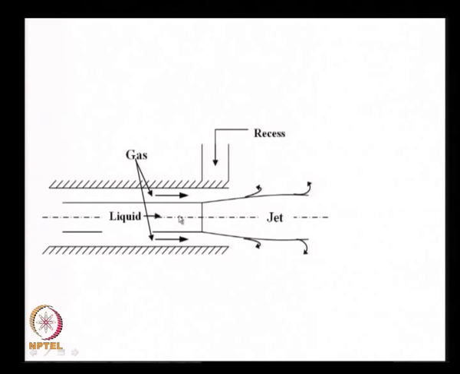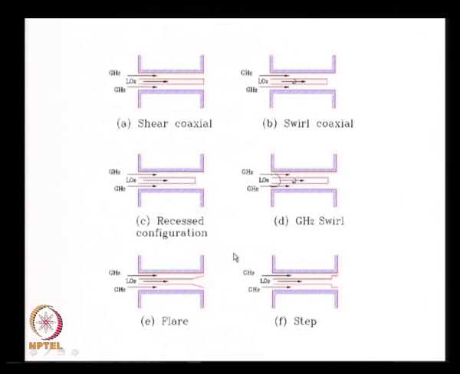Well, when I have a liquid flowing and I have gas coming on the outside, I allow the liquid to be within the orifice such that the gas does not expand. We say that the gas must not relax such that I get the high velocity, and this distance between the outlet of the liquid orifice and the gaseous orifice is what is known as a recess. Recess essentially makes sure that the gas velocity is available for atomization, and therefore, I can talk in terms of shear coaxial, swirl coaxial. Maybe I could have a recessed configuration, I could give rotation to the gaseous hydrogen, I could give rotation to the gaseous oxygen, and therefore, I could also make the passages to flare or step, and I can keep on doing in details.